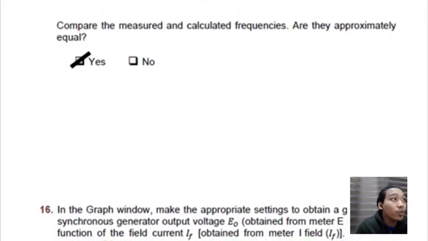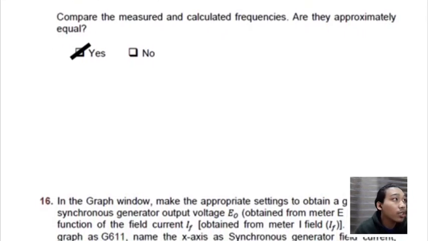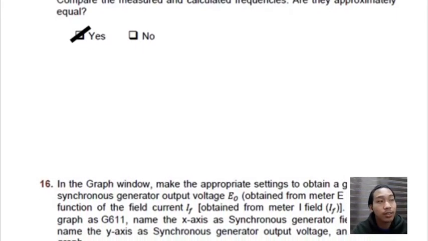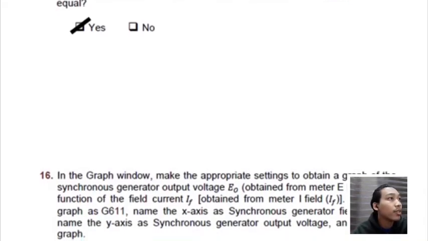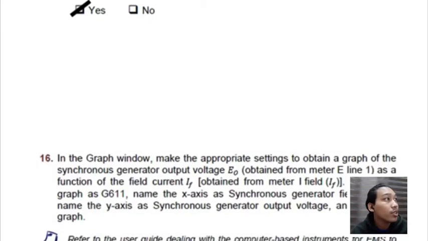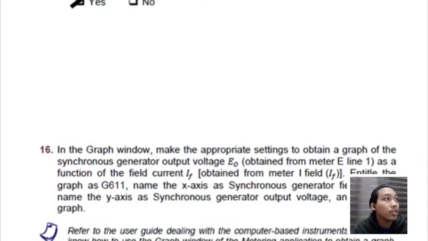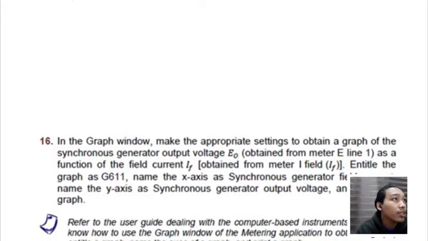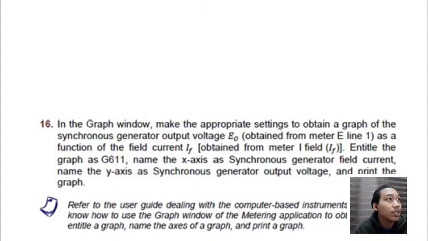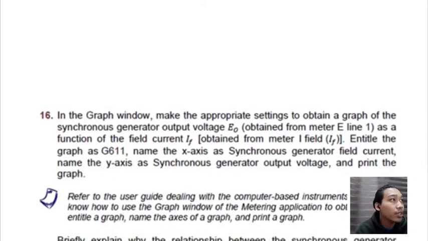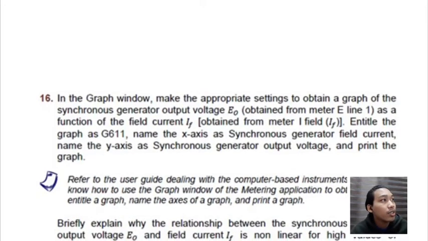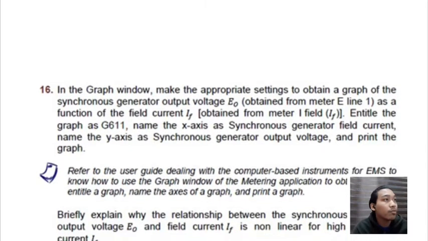The next question: compare the measured and calculated frequency. Are they approximately equal? The answer is yes. In the graph window, make the appropriate settings to obtain a graph of the synchronous generator output voltage as a function of the field current. Title the graph G611. Name the x-axis synchronous generator field current. Name the y-axis synchronous generator output voltage, and print the graph.